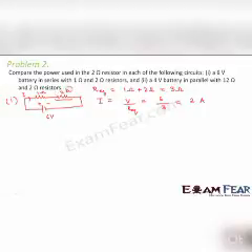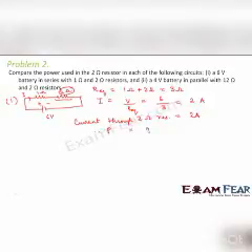Now concentrate on the 2 ohm resistor, because we have to calculate the power used in it. What is the current flowing through the 2 ohm resistor? 2 amperes. Therefore the power across the 2 ohm resistor will be equal to I squared R. I is 2 amperes, and R is again 2 ohms. So this is equal to 8 watts. That means 8 watts of power is used in the 2 ohm resistor.